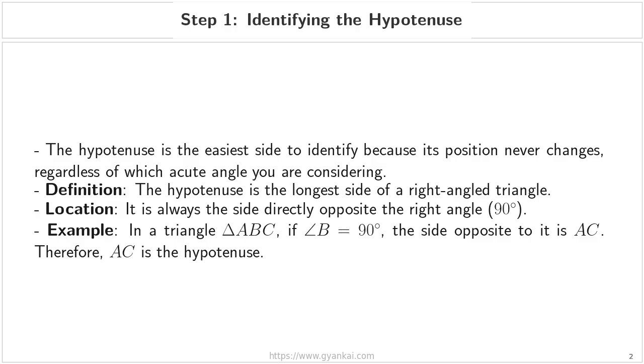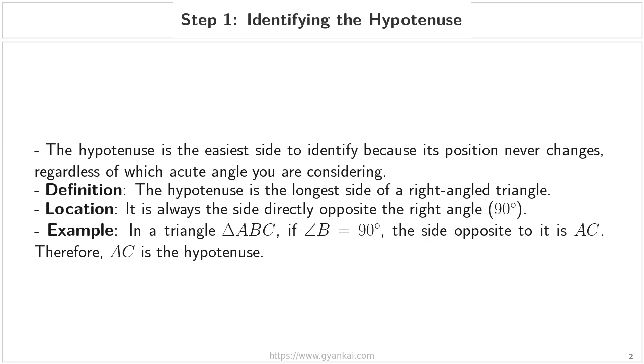Let's look at an example to make this clear. Imagine we have a triangle, delta ABC. If the angle at vertex B is 90 degrees, then the side directly opposite to it is side AC. Therefore, side AC is our hypotenuse. This side will remain the hypotenuse no matter which of the other two angles we choose to focus on in the next steps. Now that we understand that the names of the sides depend on our focus, let's start with the best place to begin.